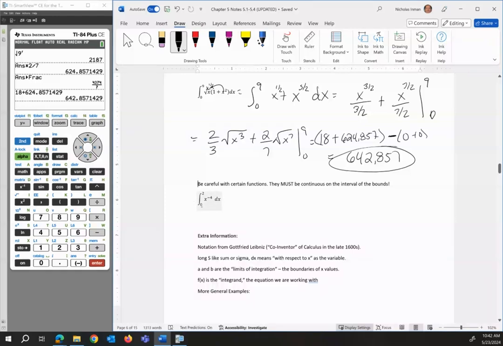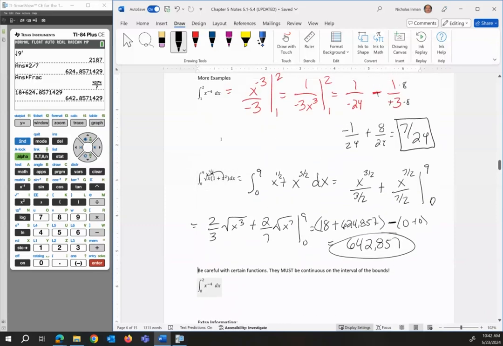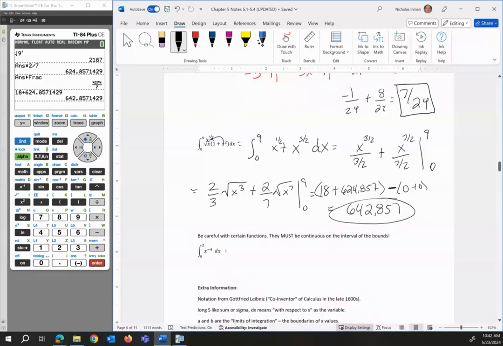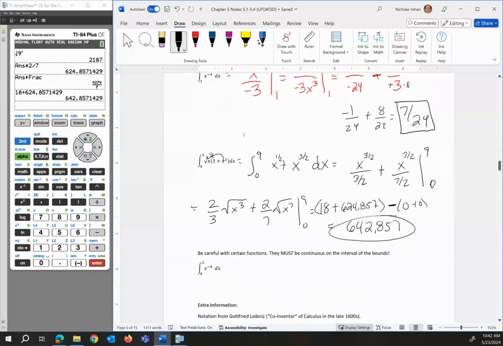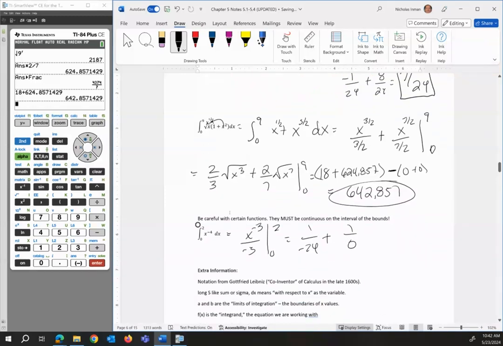So this one looks a lot like this one, right? But notice the bounds are just a little bit different. If we tried to do it, we would get the same antiderivative, x to the -3 over -3 from 0 to 2. Now, we can plug in the 2 just fine. That was 1 over -24. But when you plug in 0, you would get 1 over 0, and we can't do that. So you just have to be careful for what our bounds are.